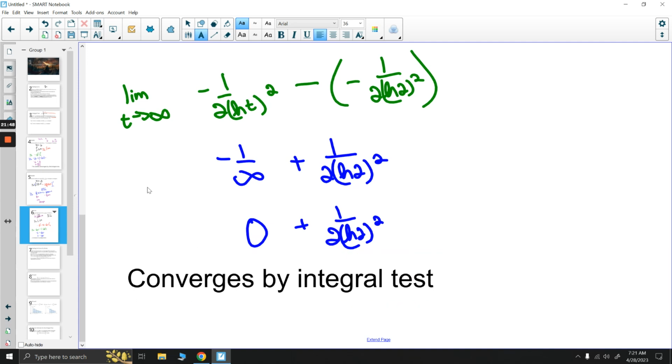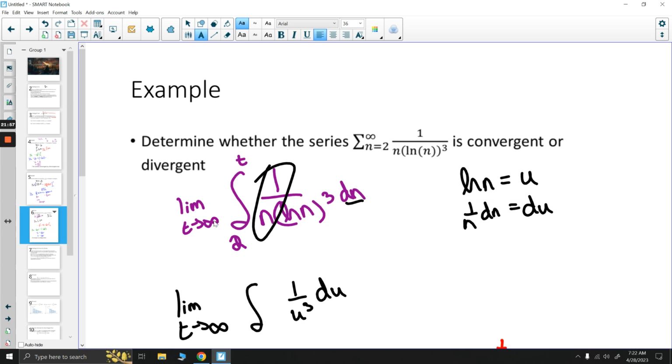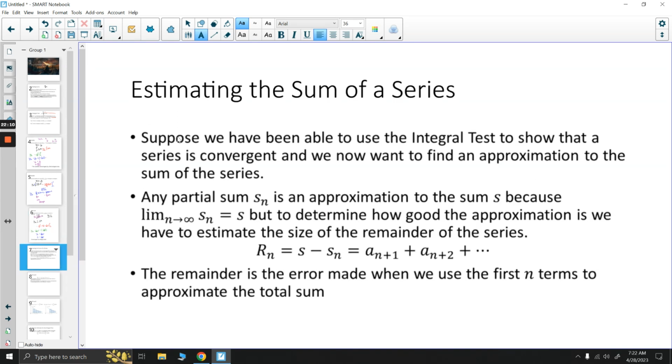There we go. Okay, so again, this converges to a value. Cool. All right, so we can show that something converges via the integral test. But just because we know it converges doesn't mean we know what it converges to, like what that series actually adds up to be. But what we do instead is think about an estimate.